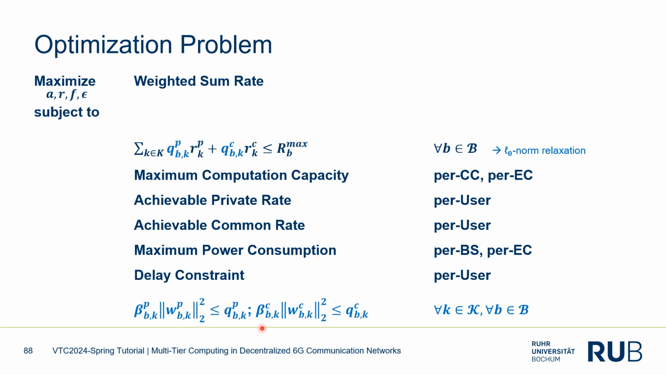These formulations we have also seen before. This is the constant weight, which will be updated iteratively, and these are the beamforming vectors of private and common messages.